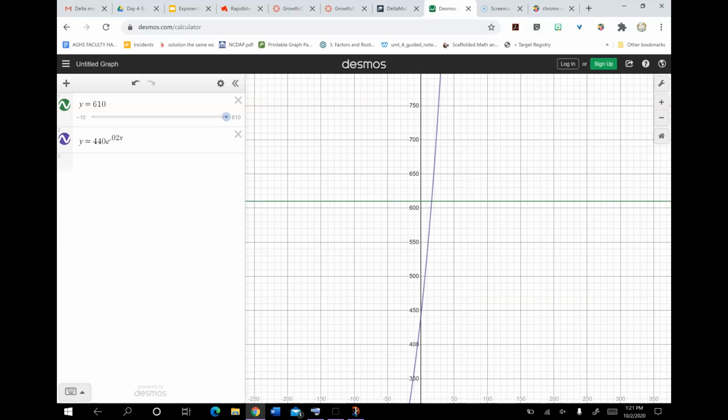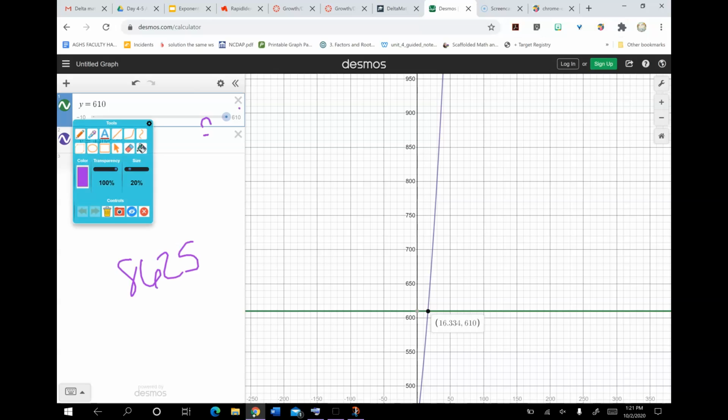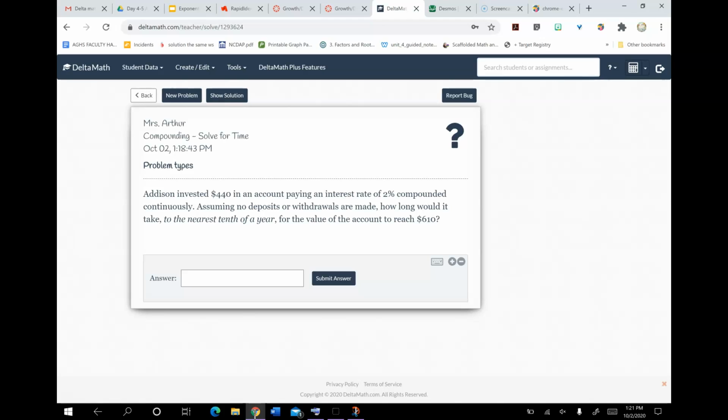Okay. There we go. We got an intersection. So there's our point: 16.334. It wants us to round to the nearest 10th of a year.